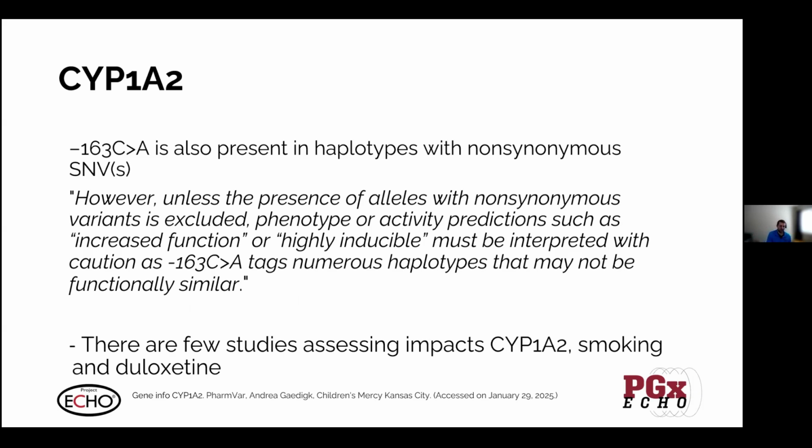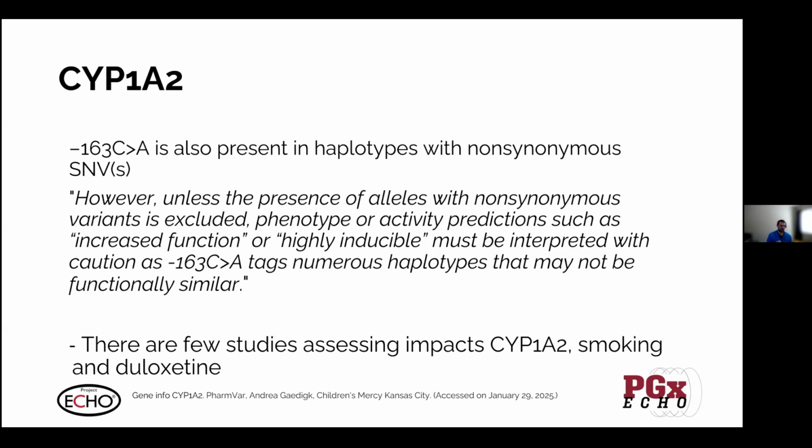With the transition to PharmVar, there was an important thing highlighted within that gene information page that I have highlighted here, and I want to make sure we have a chance to discuss it and everybody is aware. There have recently been a number of new haplotypes identified that include other non-synonymous SNPs in addition to the negative 163C to A variant. For those that need a refresher or are unfamiliar with genetic terms, a non-synonymous variant is a genetic variant that leads to an actual change in the amino acid chain.